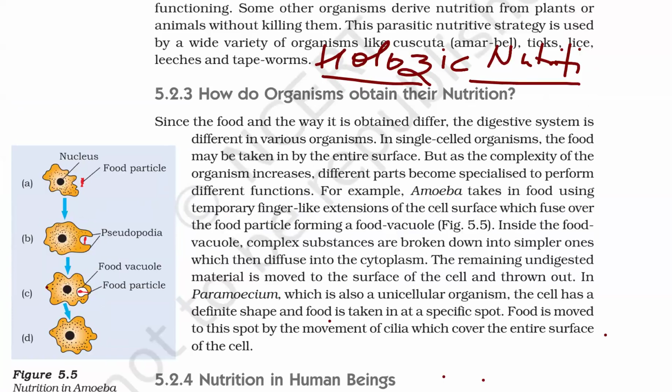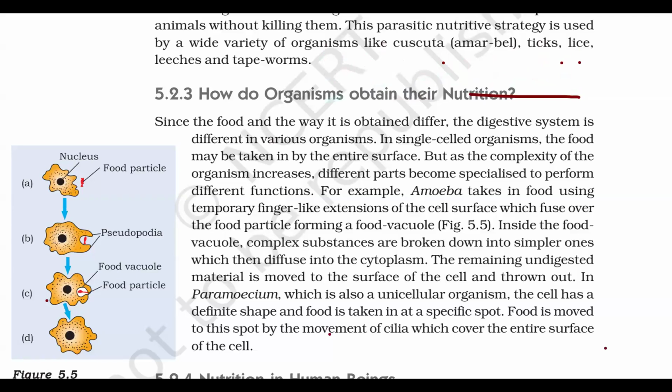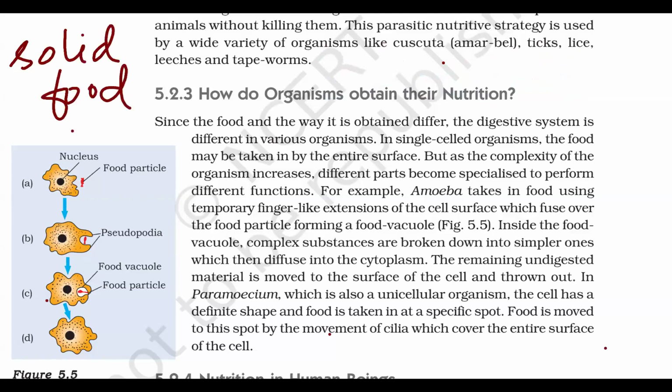Write down the definition. The heading will be holozoic nutrition. It means feeding on solid food, and the solid food can be plant or animal product. Plants, it can be a whole plant or it can be a plant product, it can be an animal or it can be an animal product.